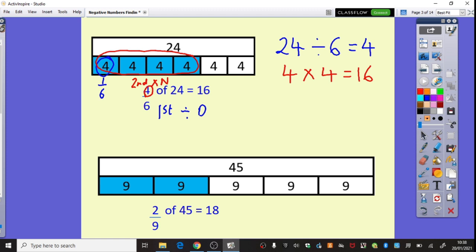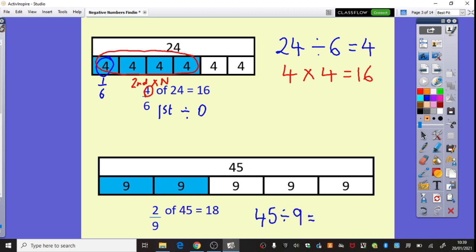This time we've got our 45 and we are being asked to divide our bar into ninths. Now, if you have a little look at that one, have I gone wrong somewhere? Pause the video, have a little look at it. Have I gone wrong somewhere? Hopefully, lots of you have spotted that I needed to do 45 divided by 9.